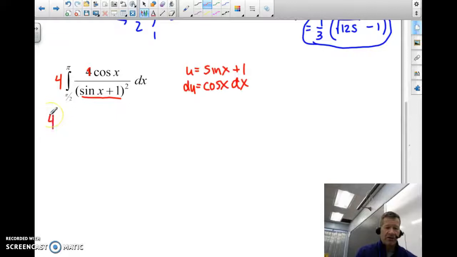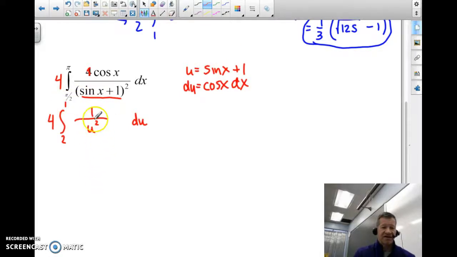So I've got 4 times the integral. In place of cosine x dx, I'm just going to have du. I'll just write that at the end right away because that's where it's going to go. And then sine x plus 1 is u, so I'll have u squared in the denominator. So on top, all I've got left is 1, and in the bottom, u squared. This used to be from pi over 2 to pi. So now if I put pi over 2 in here, I know that the sine of pi over 2 is 1, and 1 plus 1 would be 2. If I put pi in here, I know the sine of pi is 0. 0 plus 1 is 1.